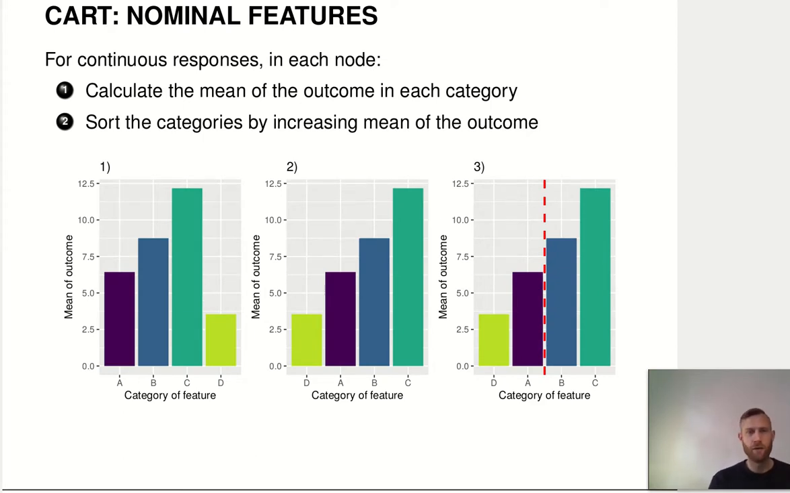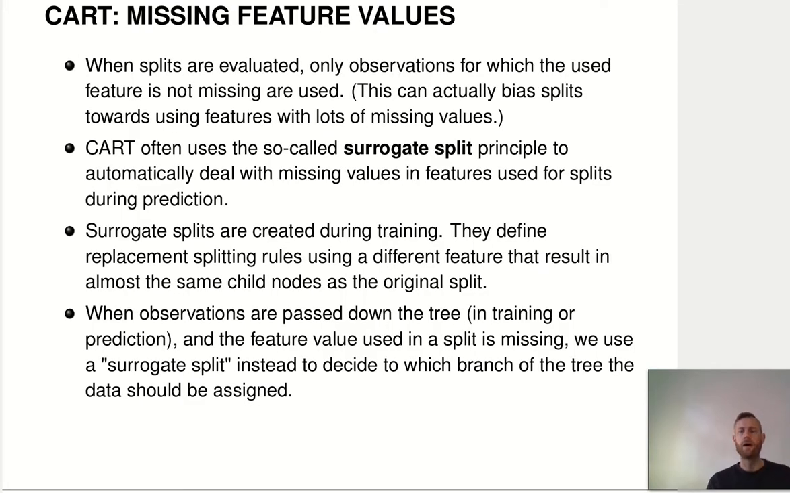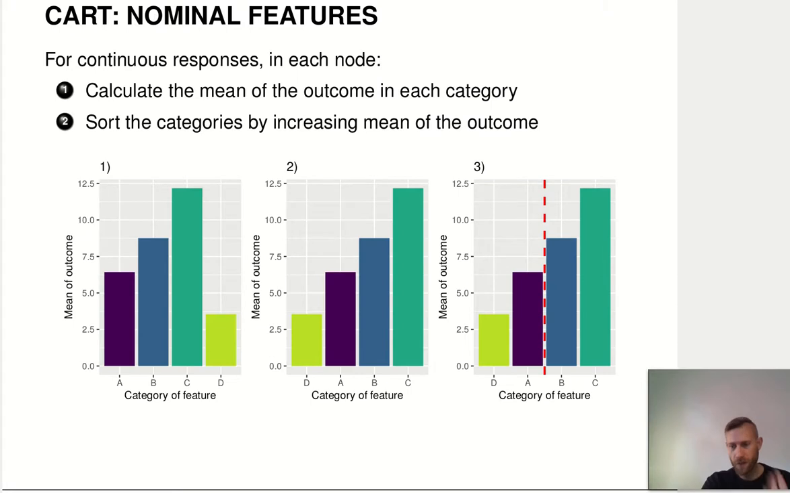So this is the idea for continuous responses. We take the mean of the outcome for all the data in each feature category, we sort it, and then we treat the nominal factor variable as an ordinal factor variable, and so we only have to look at this split, and this split. Okay. All right. Now, okay, this was a short presentation on how we can avoid the additional complexity when we're splitting nominal features, at least for squared error loss and for binary classification.